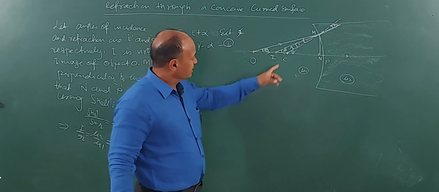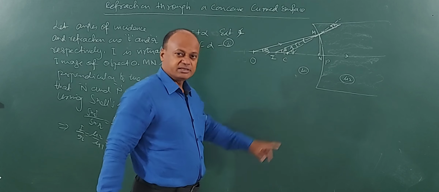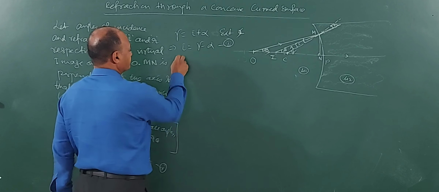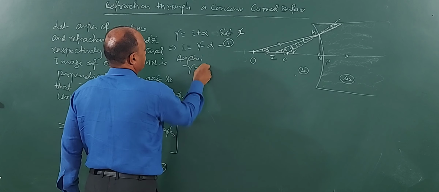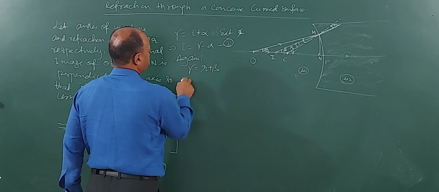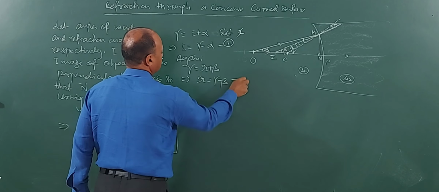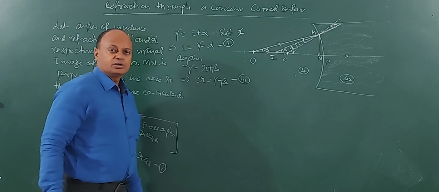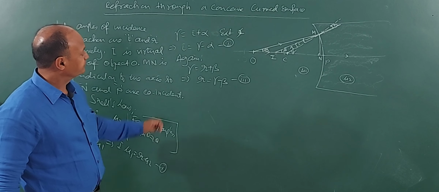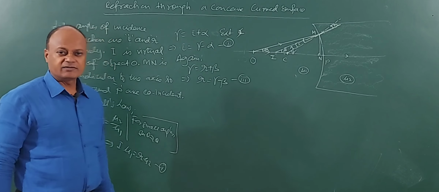Similarly, children, again gamma is going to be equal to r plus beta. Gamma is equal to r plus beta. So r is going to be equal to how much? Gamma minus beta. So I got the values of I and r in terms of angles alpha, beta and gamma.